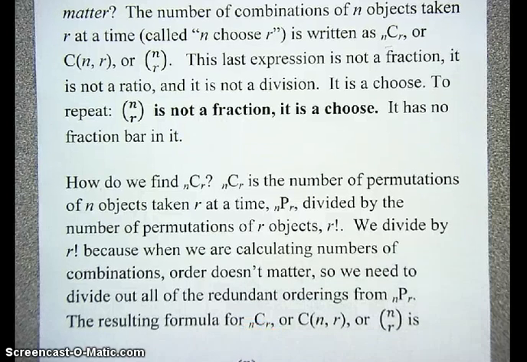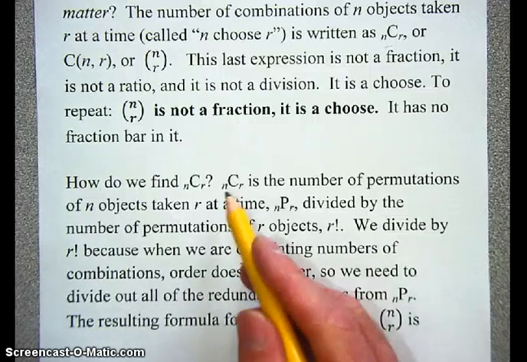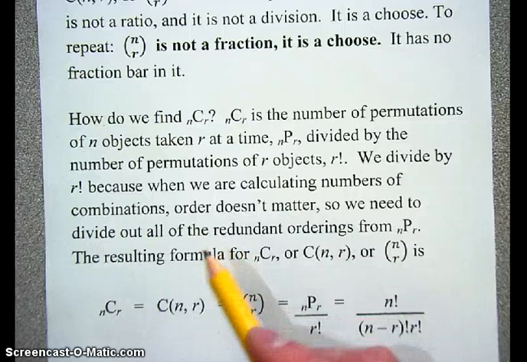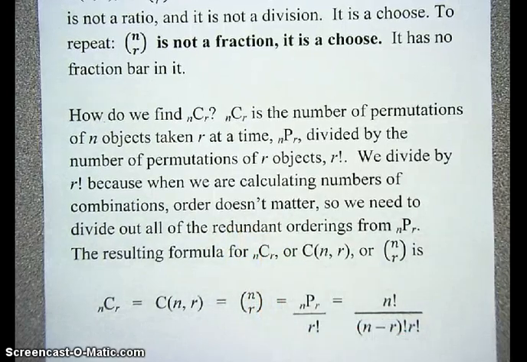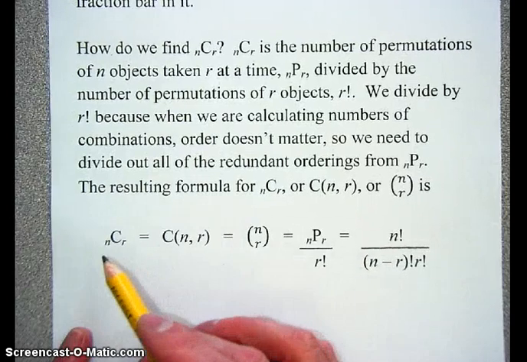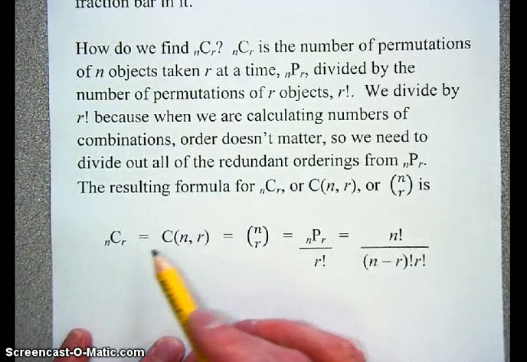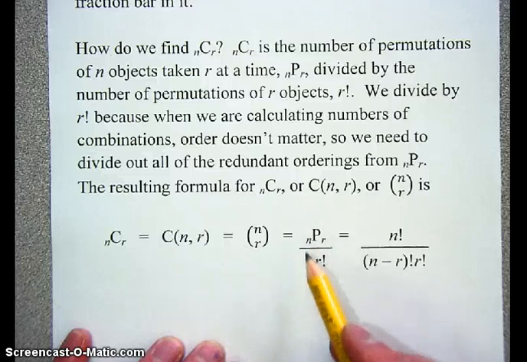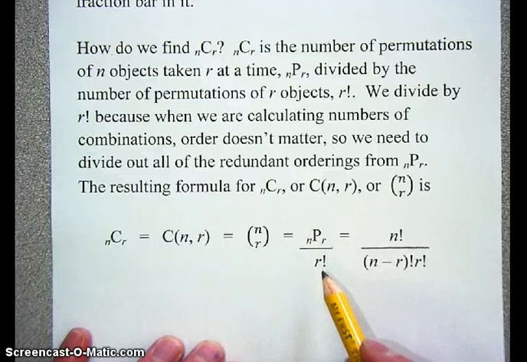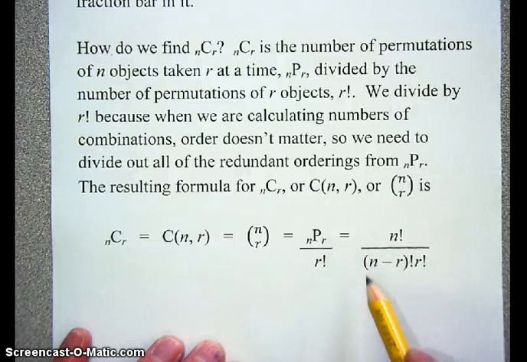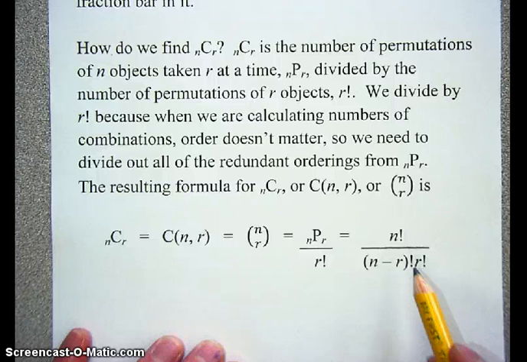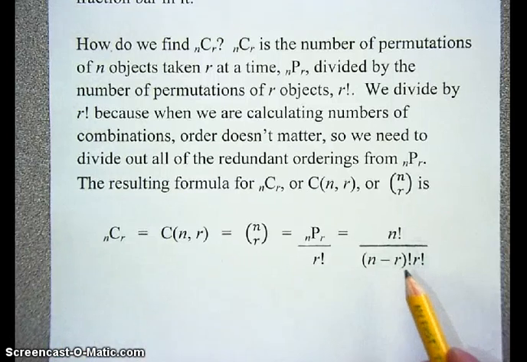Now, how do you find this n choose r? Well, if you think about the number of permutations of n objects taken r at a time, and then you divide by the number of ways you could permute those r objects, which is r factorial, you can get the formula for n choose r. Order doesn't matter, so we're going to divide out all of those redundant orderings. And what you get is n choose r, however you write it, is equal to nPr divided by r factorial. Now nPr is n factorial over n minus r factorial, and so we just have this extra r factorial in the denominator here that we didn't have when we were calculating permutations.